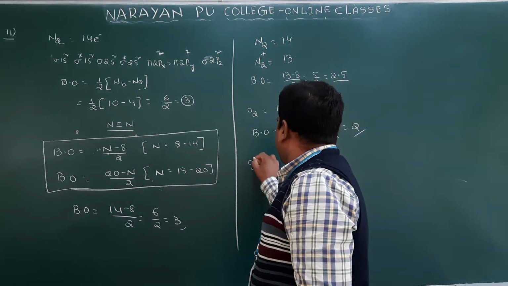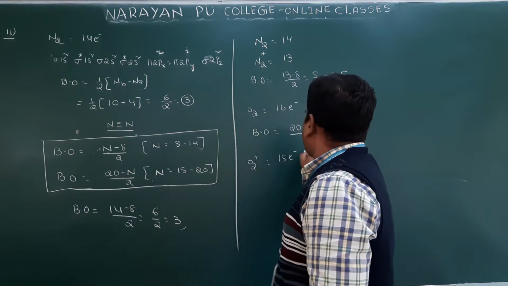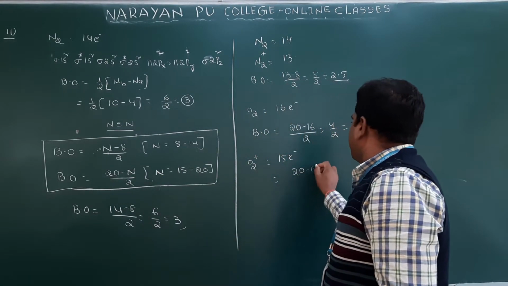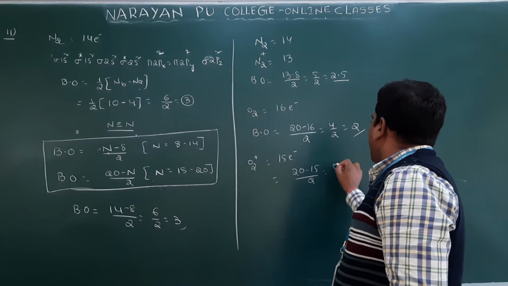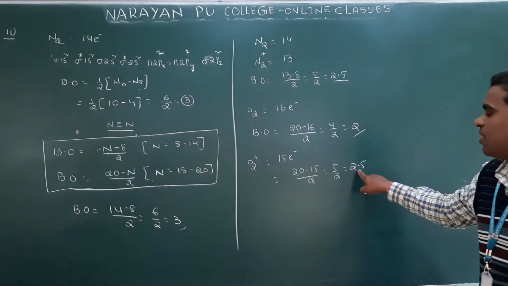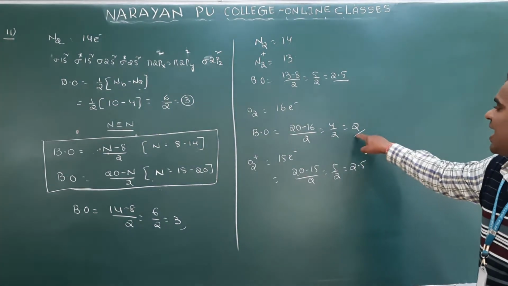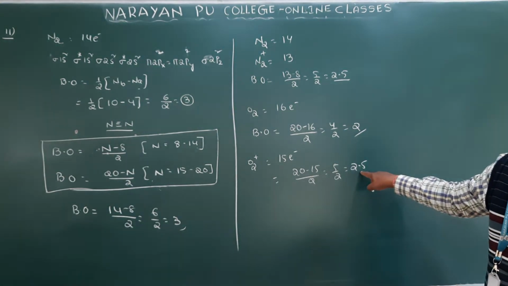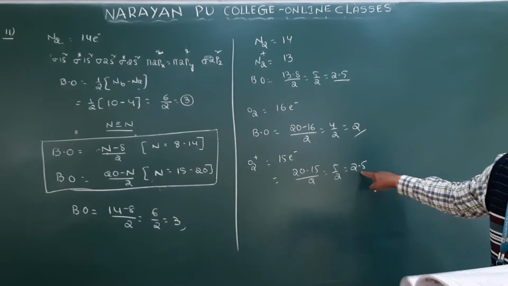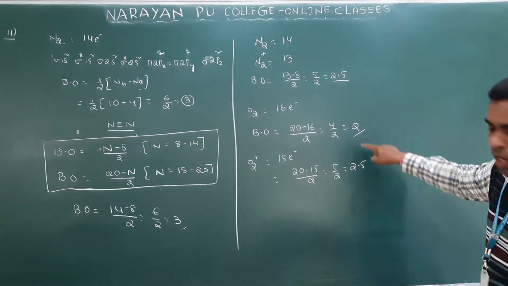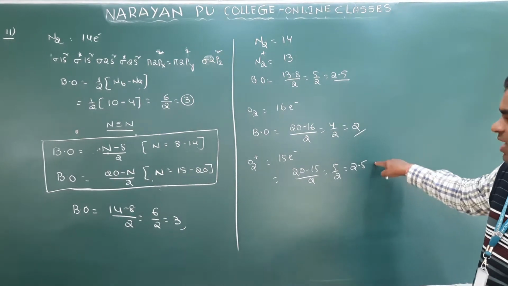If you calculate here, O2 plus means how many electrons? 15 electrons. Same formula you have to use: 20 minus 15 divided by 2. So 5 by 2, which is 2.5. The bond order of O2 plus is greater than O2, which means more bond dissociation energy: you have to supply a lot of energy to break this bond. So that's why O2 has lower bond dissociation energy than O2 plus.